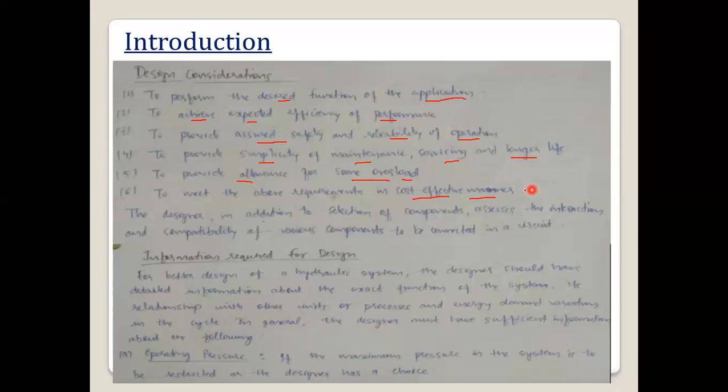The designer, in addition to selecting the components, should assess the interaction and compatibility of the various components to be connected in a circuit. So the compatibility of the various components should be available in the circuit, so that if any component has to be added later, the provision is there in our circuit.